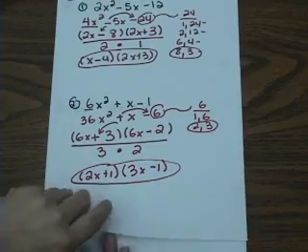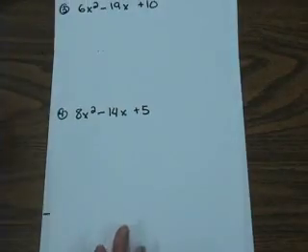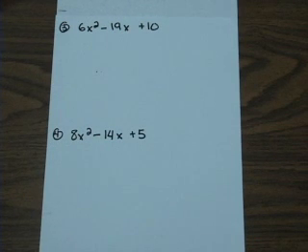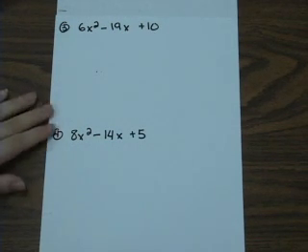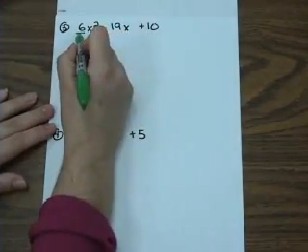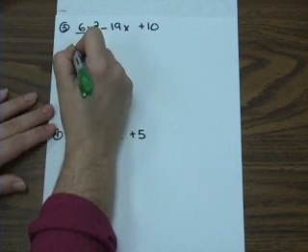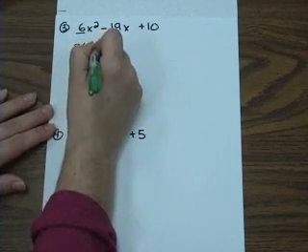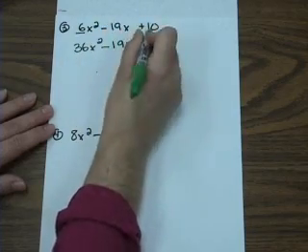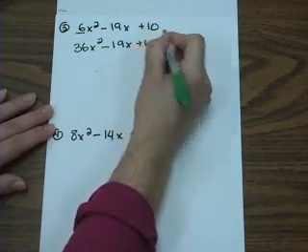Let's try a few more examples. Here we have 6x squared minus 19x plus 10. Again, the first step says to change the trinomial by multiplying the first term by itself, which would give us 36x squared. We're not going to change the middle term, and 6 times 10, which is 60.